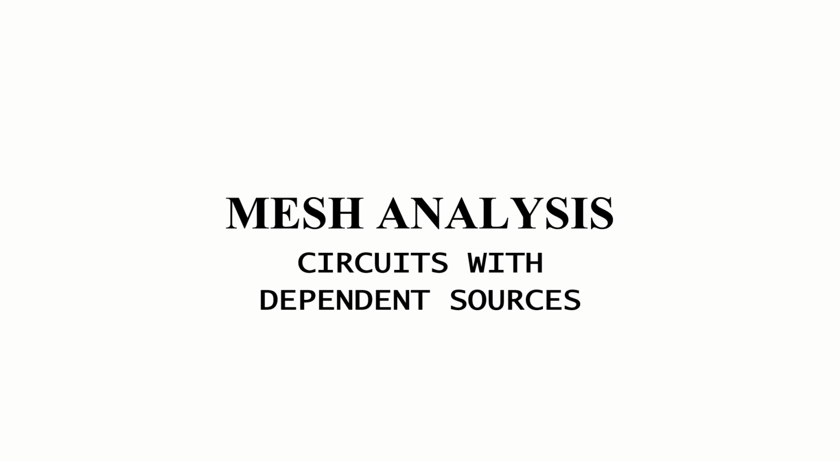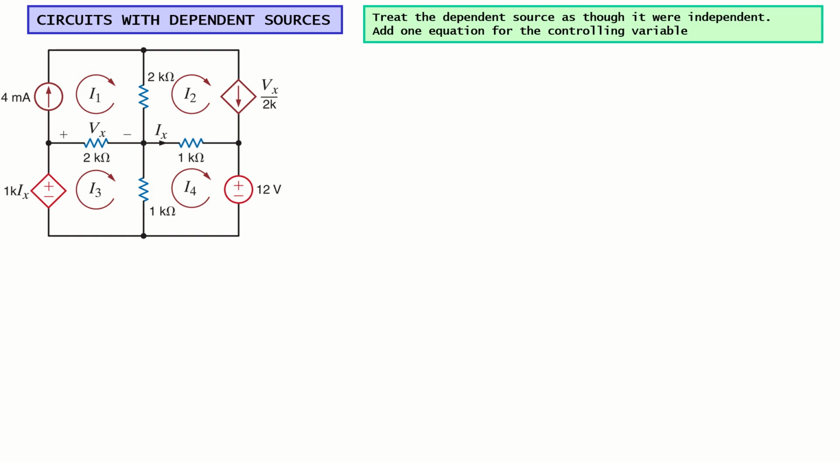Welcome back. So we are learning about the mesh analysis, and we have solved many examples about a simple mesh with only voltage sources, current sources, supermesh, and with the dependent sources. Now let's have a look at another circuit with dependent sources.